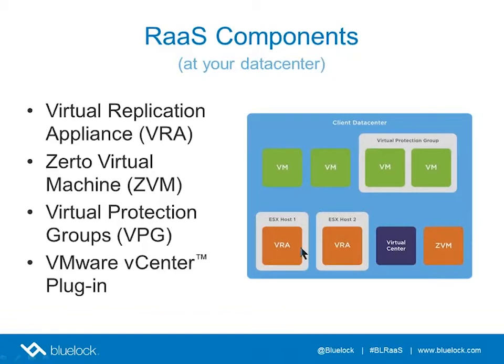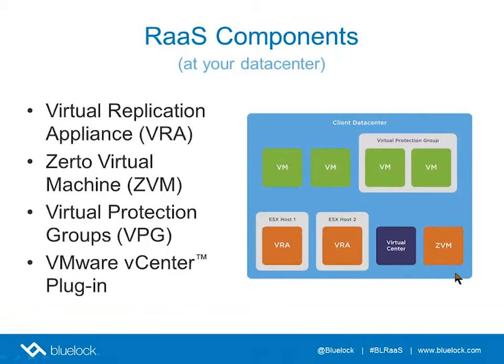And then the VRA itself, because it does the replication, it sits on every ESX or vSphere host that you're protecting. What it does on that host is, because it is continuous data protection, it makes a copy of every write that goes from memory to disk and sends that write out to the Bluelock RaaS environment.